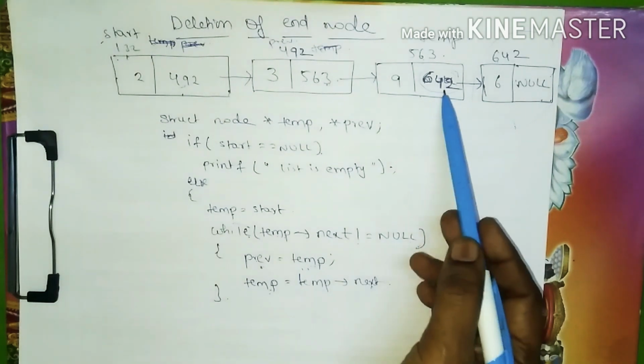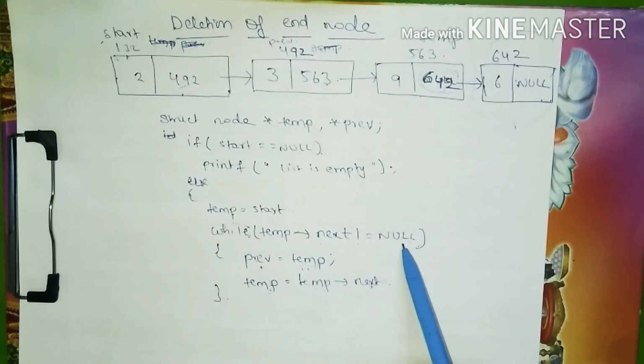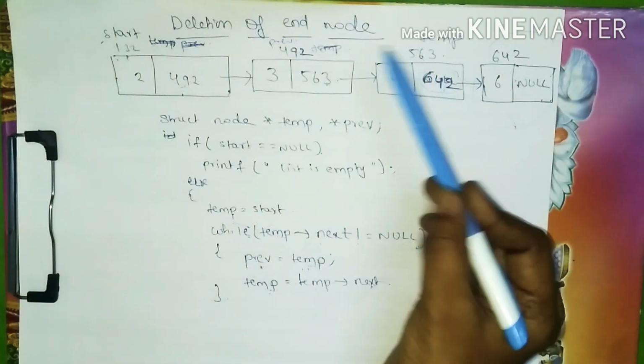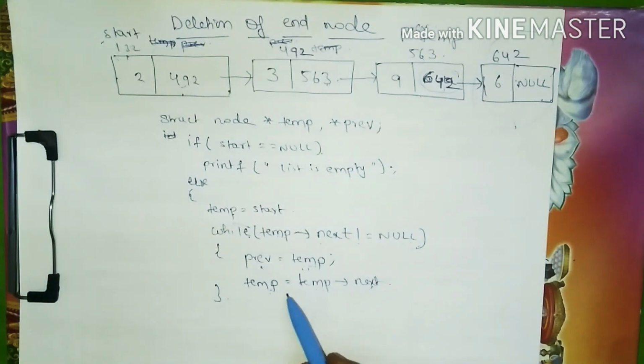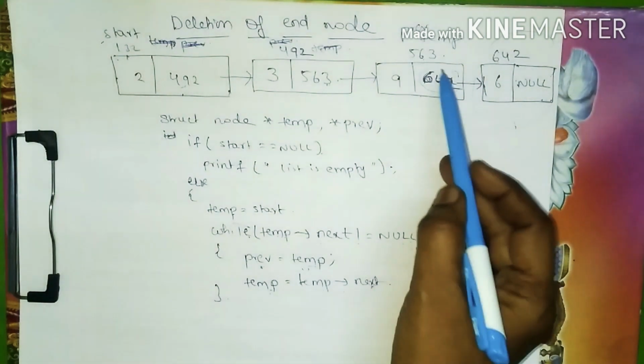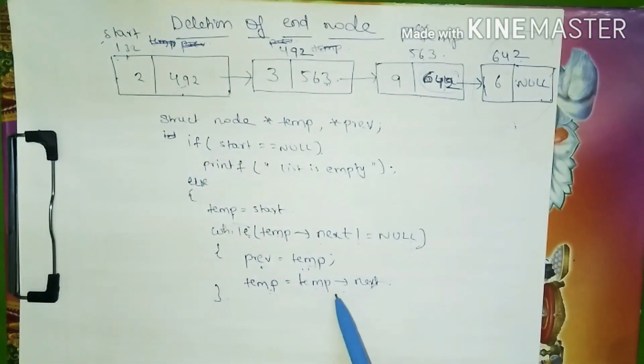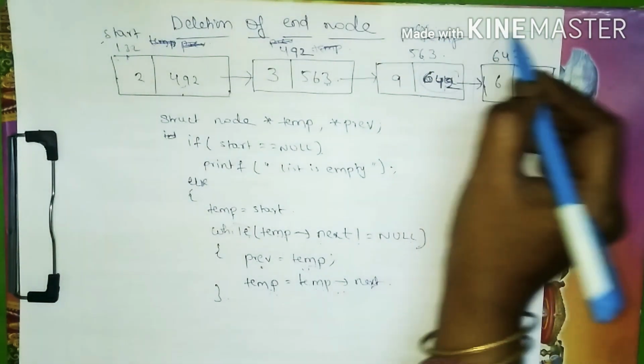What is temp next value? 642. 642 not equal to null, satisfied? Yes. So prev is equal to temp value. What is the temp value? 563. So prev will be containing 563. And temp is equal to temp next. What is the temp next value? 642. 642 will be stored into the temp.